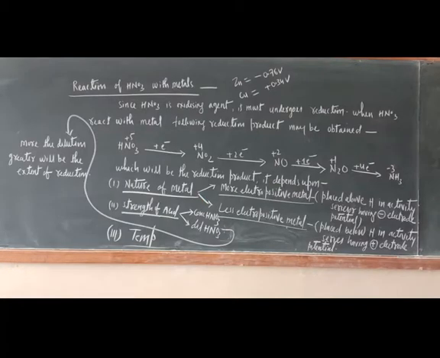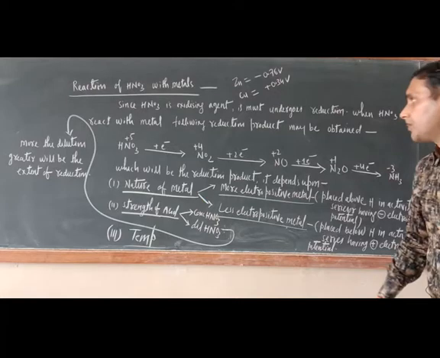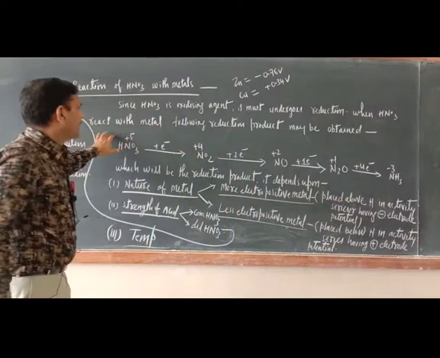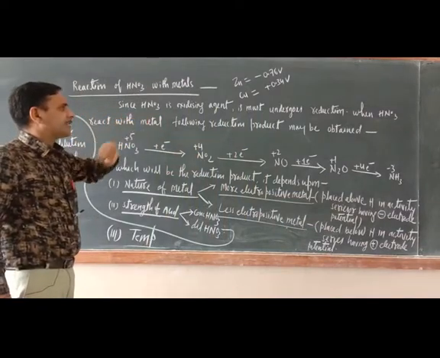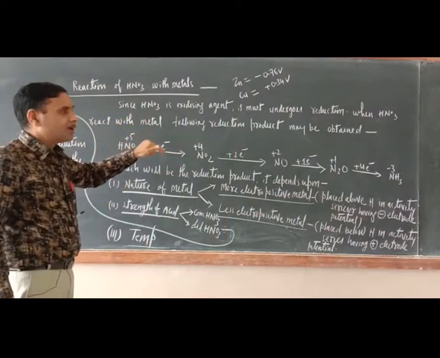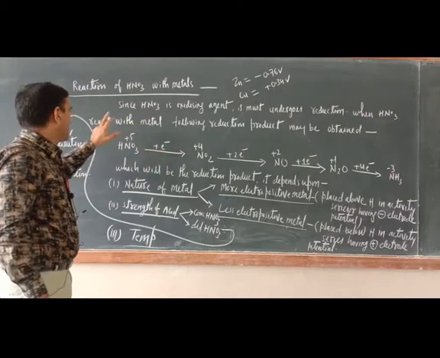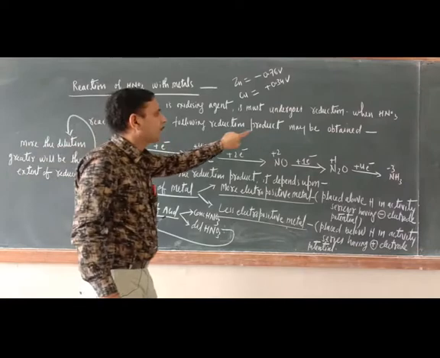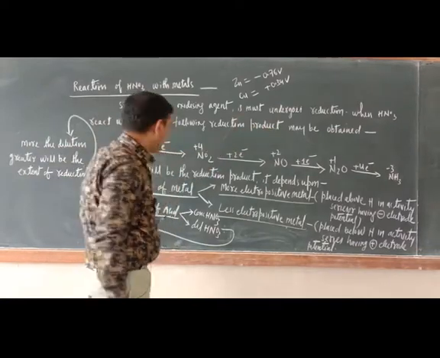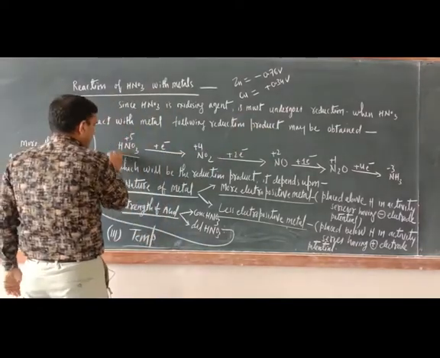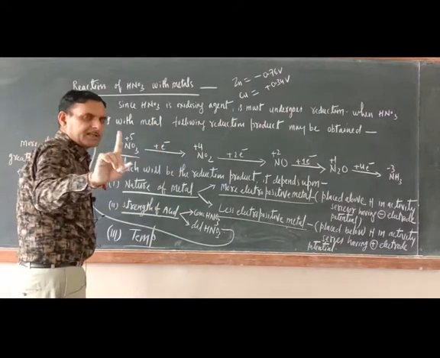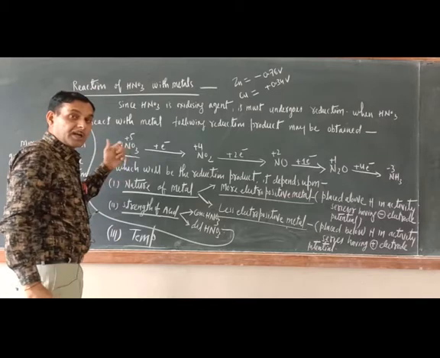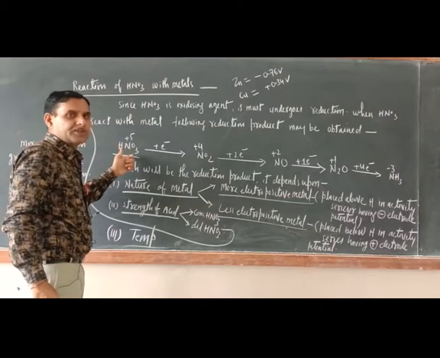So dear cadets, now the reaction of HNO3 with metals. Just try to understand, HNO3 is an oxidizing agent, so it must undergo reduction. When HNO3 reacts with metal, the following reduction products may be obtained. Just see, HNO3 is an oxidizing agent, so in the chemical reaction it must undergo reduction. So what are the reduction products of HNO3?